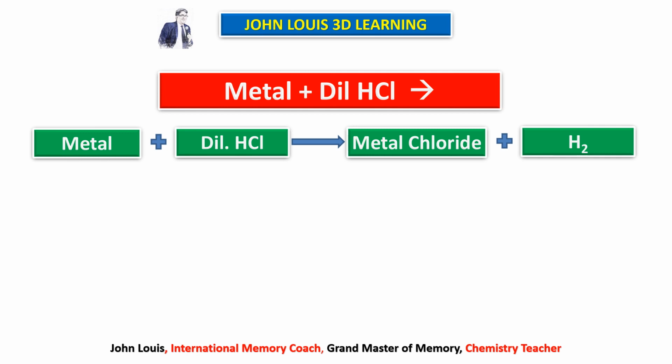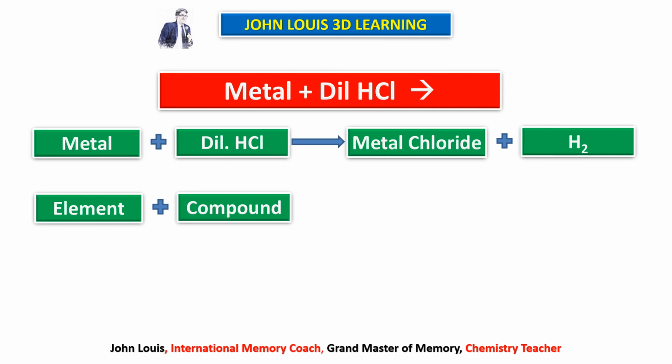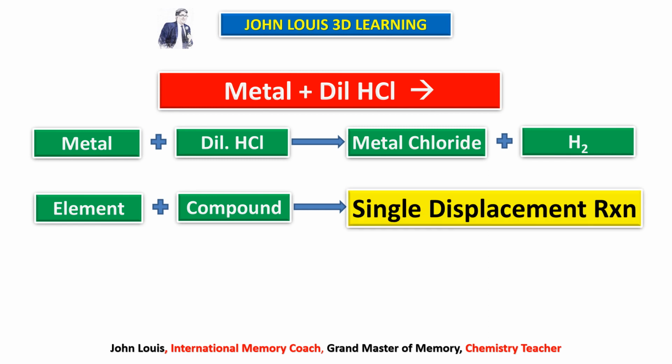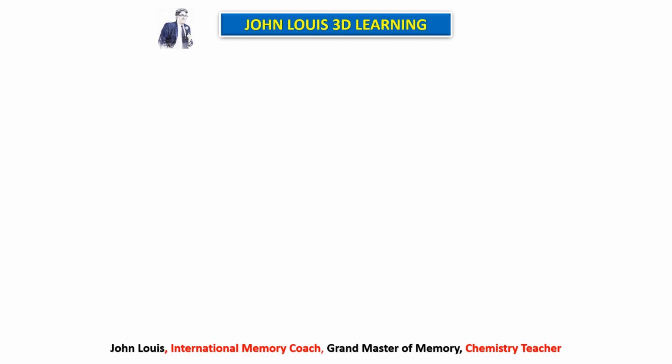What is metal? Metal is an element. What is hydrochloric acid? It's a compound. Already we have learnt that element plus compound will undergo a single displacement reaction, isn't it? Therefore this is also one of the single displacement reactions. But since metal plus acid is taken as a separate topic, we can simply learn it by rule: metal plus dilute hydrochloric acid gives metal chloride and hydrogen. So without thinking we can get the answer instantly. Now let's see some examples.